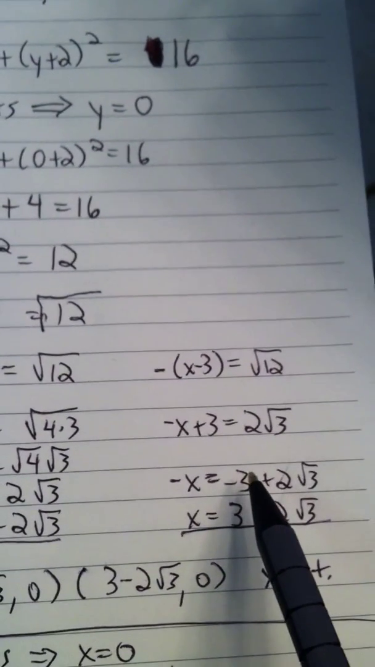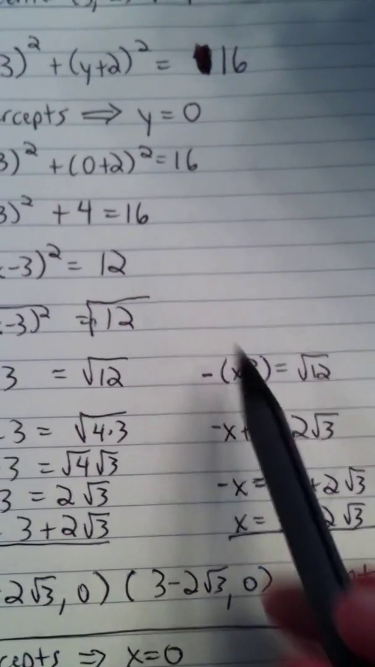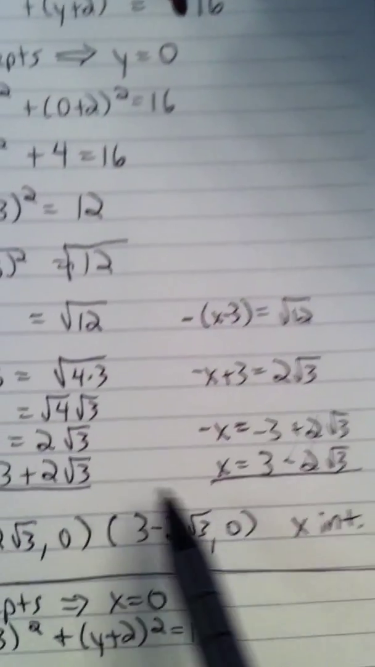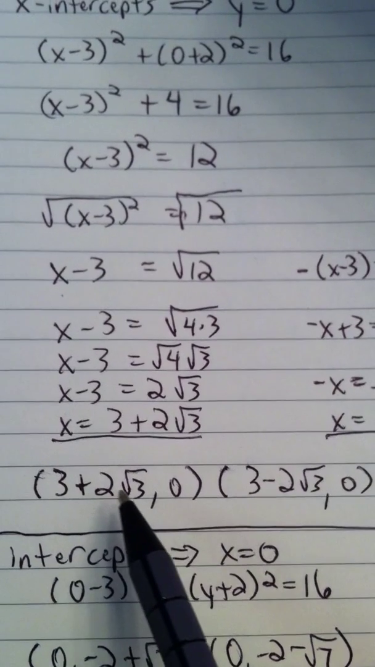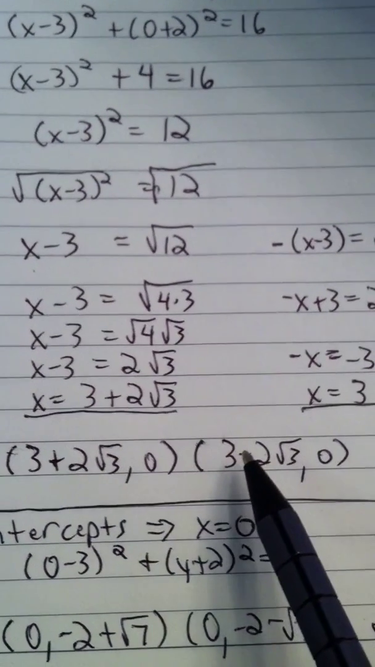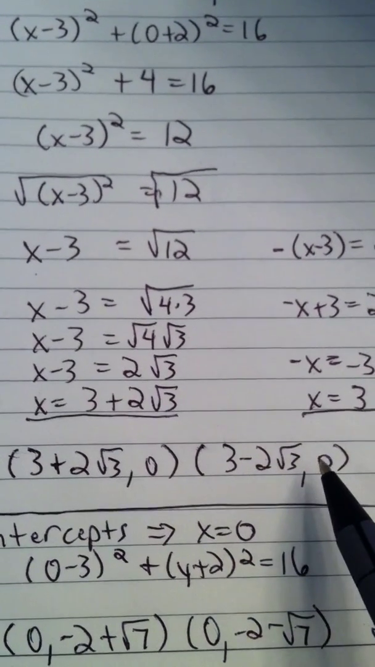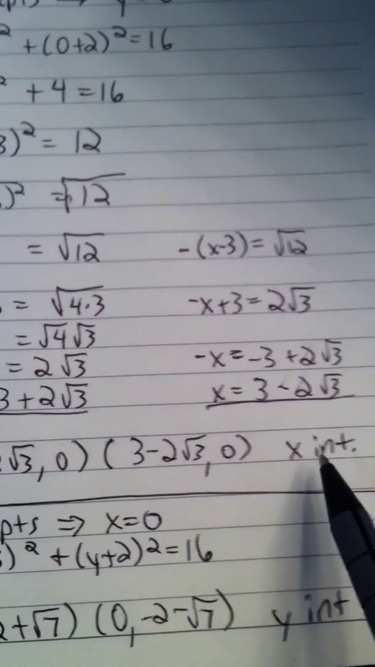So remember, I'm looking for the x-intercepts. y equals 0, and x equals these two numbers. That's two answers. So the x-intercepts are (3 + 2√3, 0) and (3 - 2√3, 0).